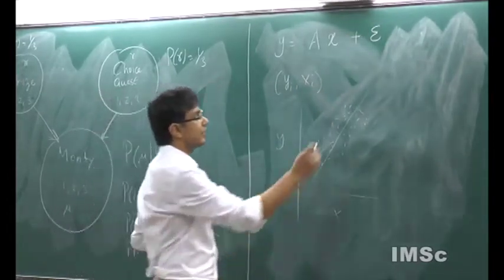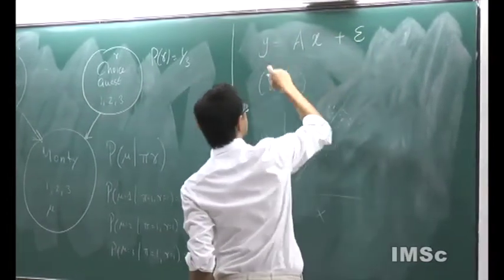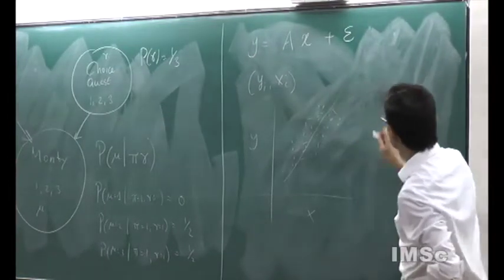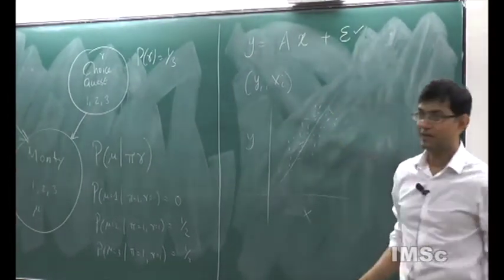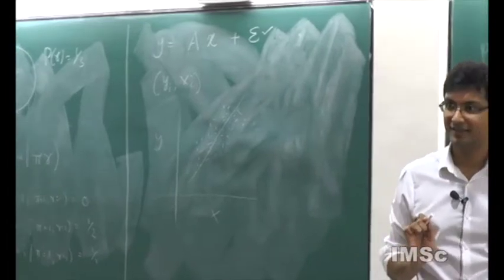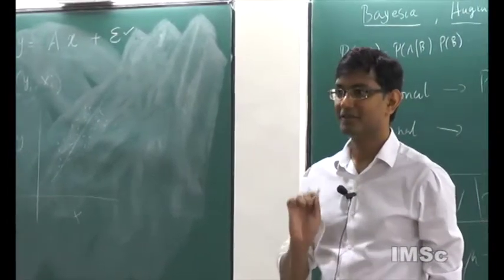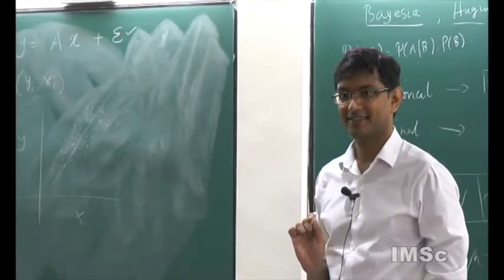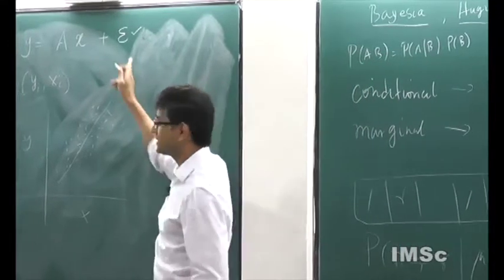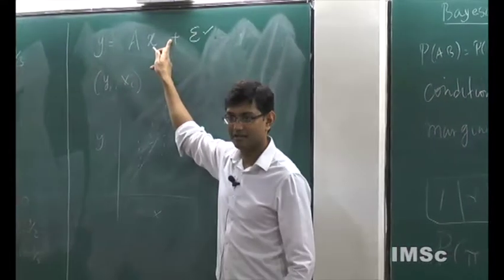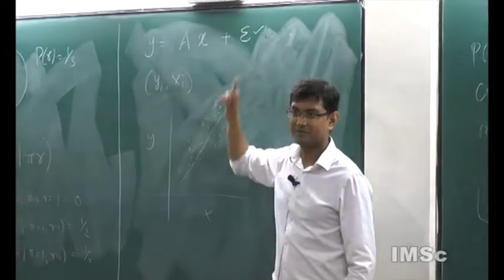Now this noise, if it is a random variable, it must have a probability distribution, right? So what is the probability distribution of this thing? If this is to be a random variable, it must have a probability distribution. Any random variable has a probability distribution. What is the probability distribution of this?